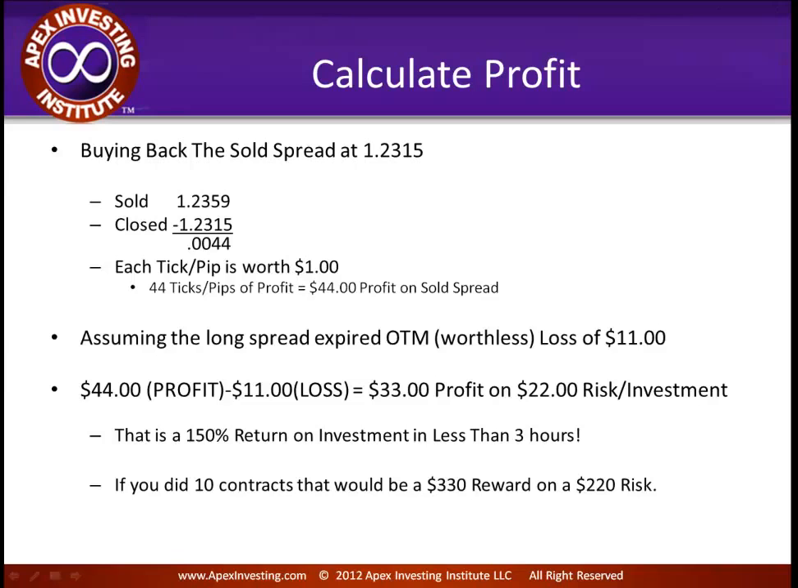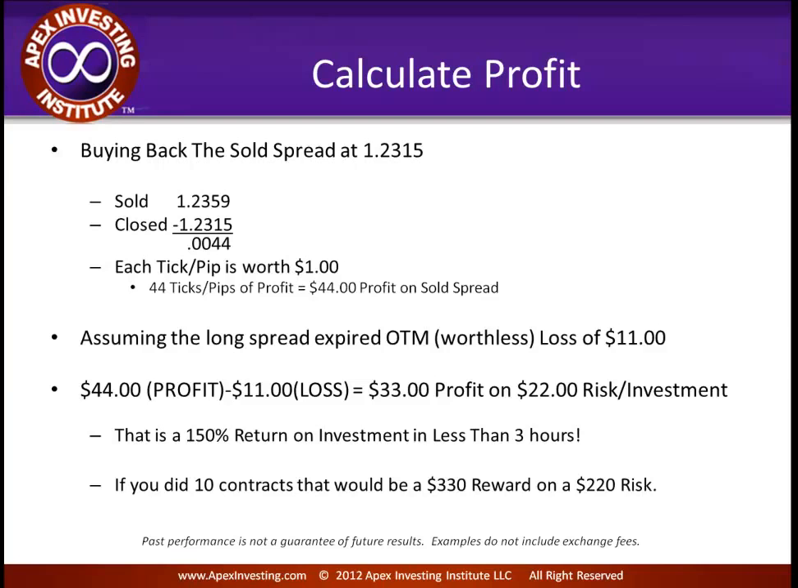So with a $44 profit on the sold spread and an $11 loss on that bought spread, our total profit on the trade was $33 on a $22 risk, and we had no idea which direction it was going to go. We just figured, hey, it was going to move, all right? That's a 150% return on investment in less than a few hours. So if you did 10 contracts, that would be a $330 reward on a $220 risk. And if this trade would have stayed flat, we would have lost $22, or $220 on our trade. But it didn't stay flat. This trade would have made a total of $330 on 10 straddles, where we bought the spread and sold the spread. So as you can see, this is a really powerful strategy.